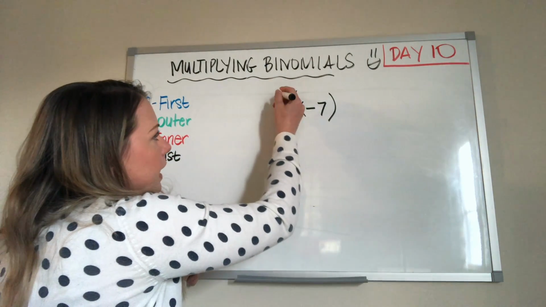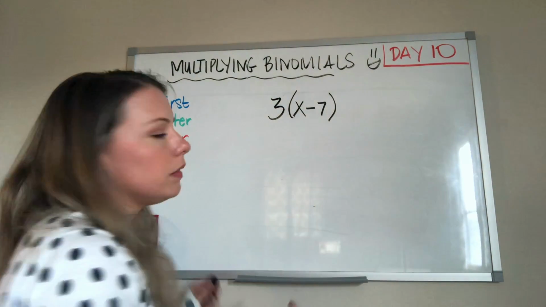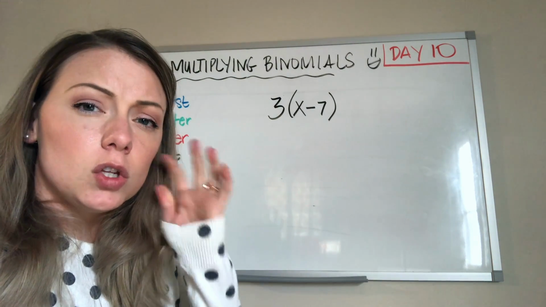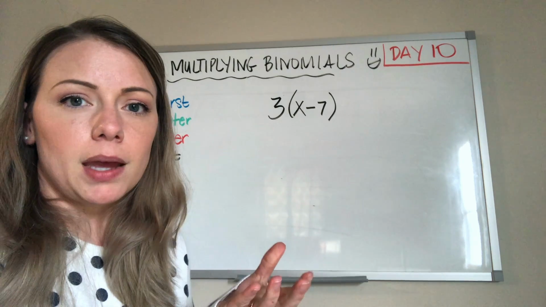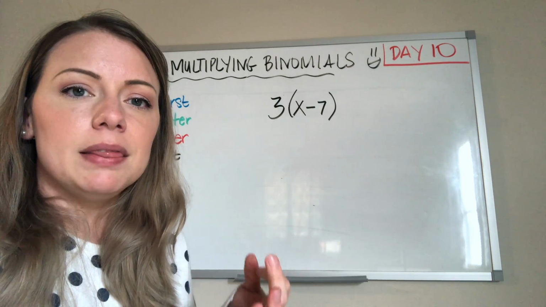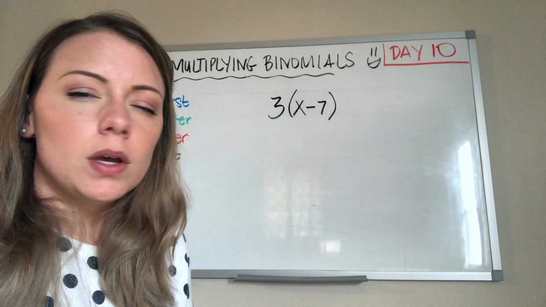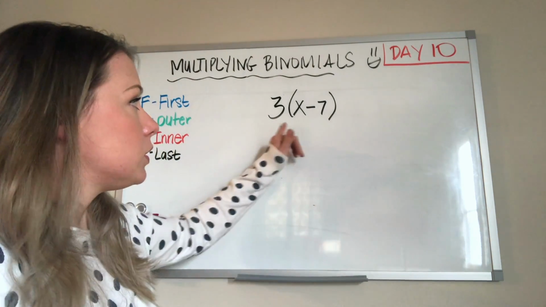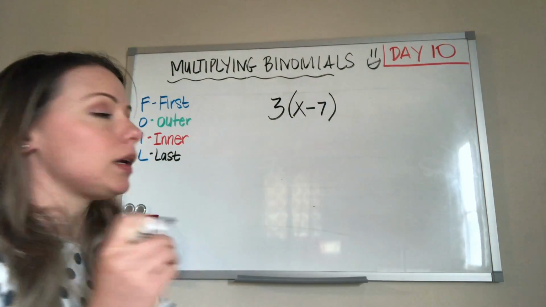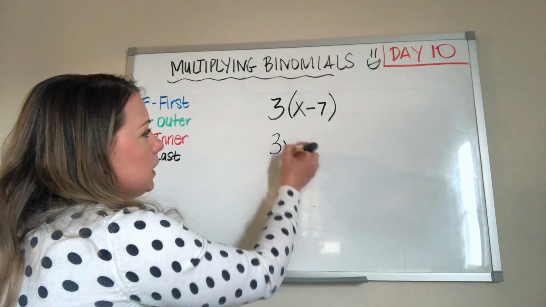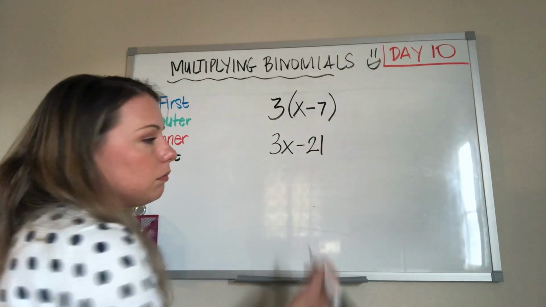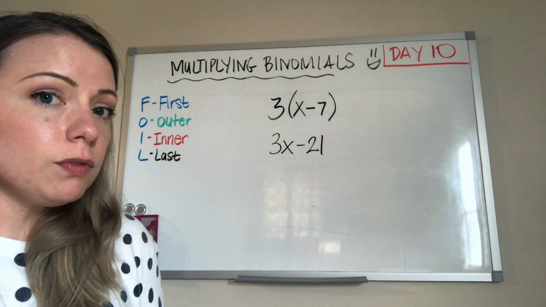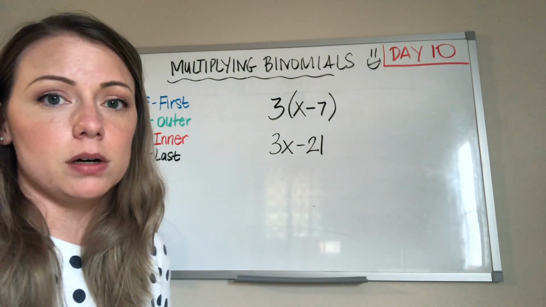If I had this problem and I asked you what that 3 was doing, you would tell me that 3 is multiplying by each one of those pieces. And then if I asked you to solve, most of you would know that we have to distribute, meaning we're going to multiply each piece by that 3. So I would end up getting 3x minus 21. We've done that all school year, and you should feel pretty familiar with doing that part.